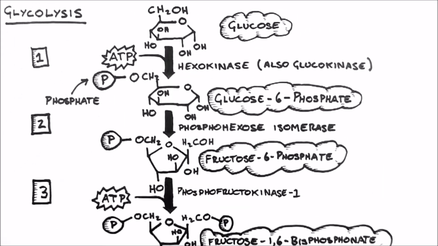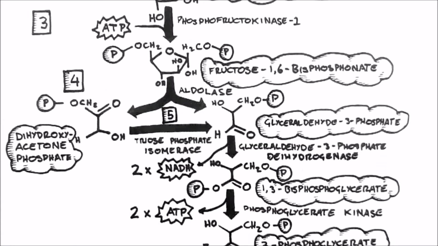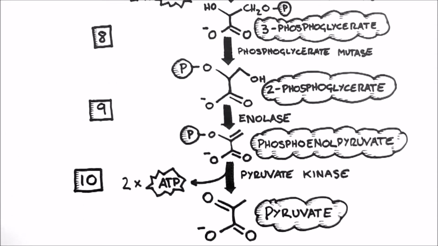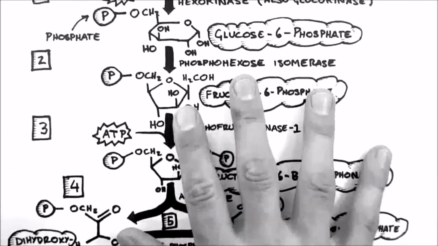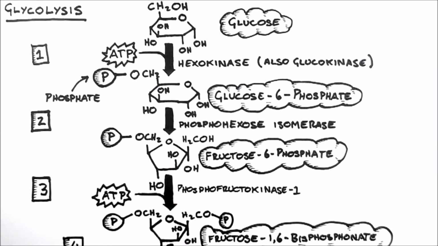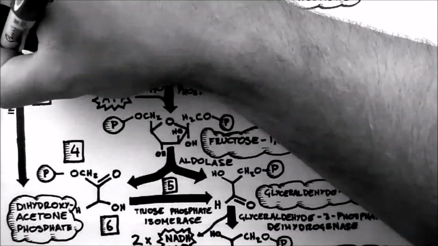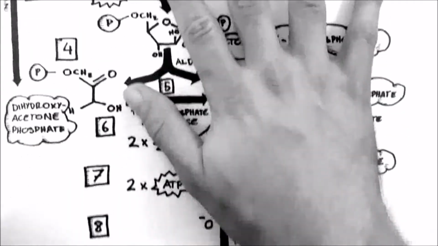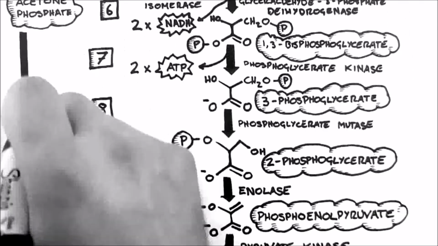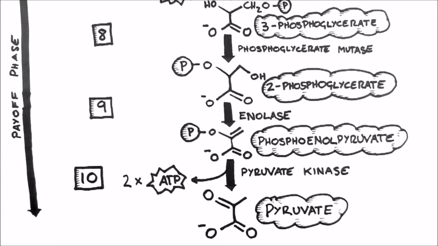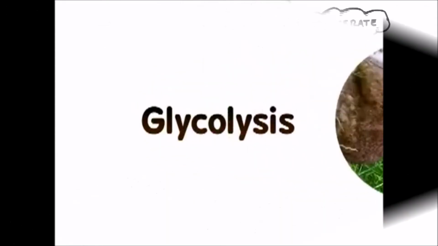Now for your reference, I shall quickly number these steps, and you can see that there are 10 steps in total. Steps 1 to 5 are often referred to as the investment phase because they use up ATP. Steps 6 to 10 are known as the payoff phase because we get back our initial ATP.